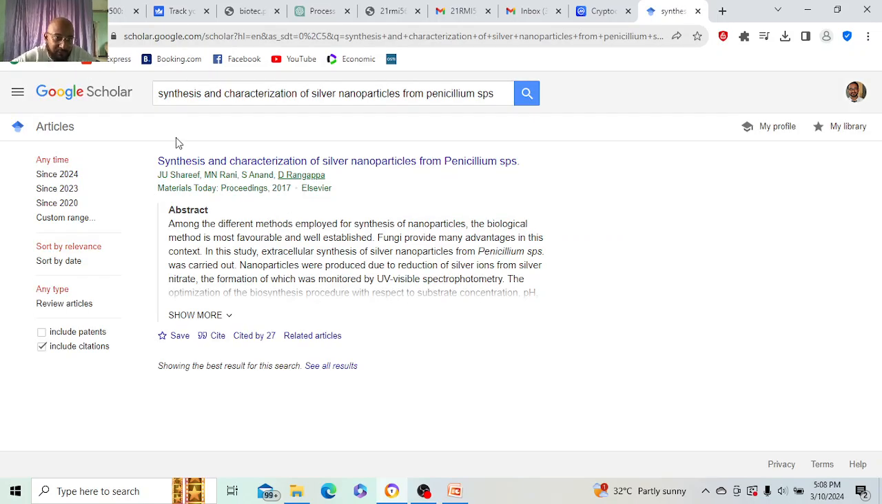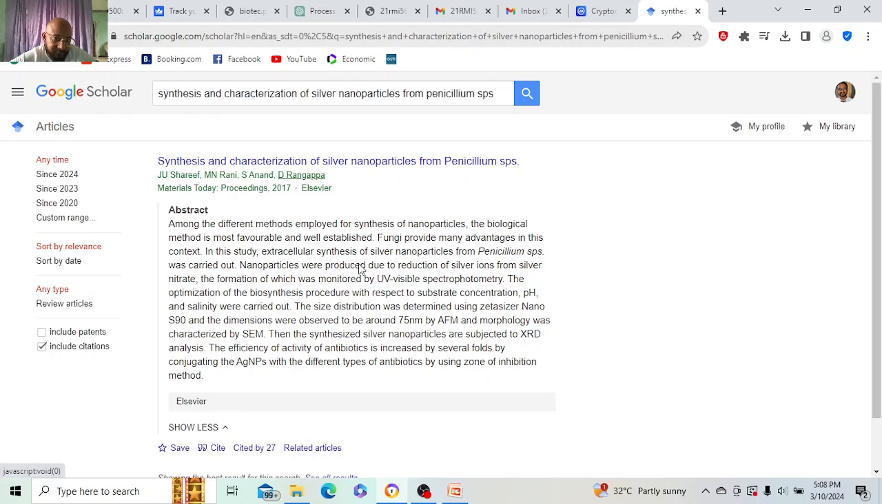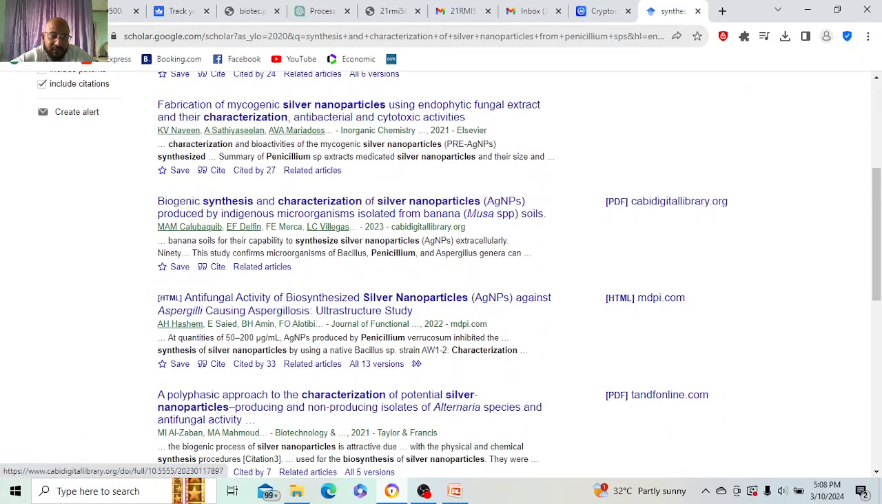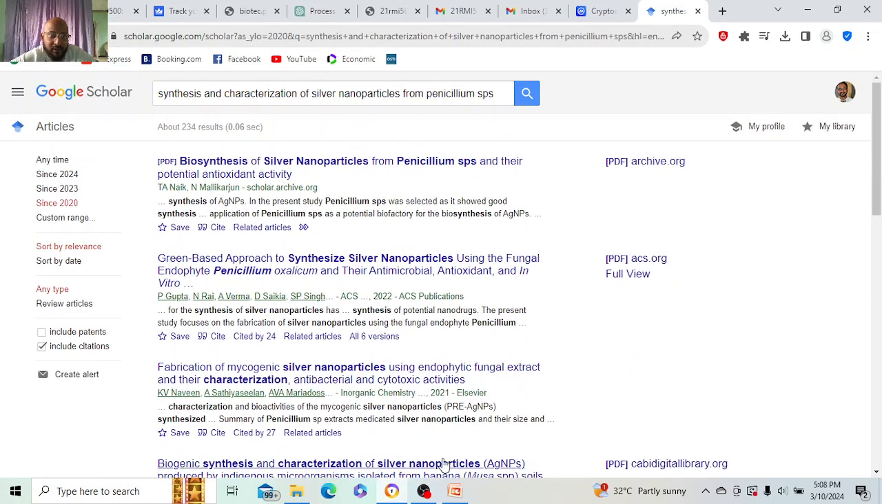When I search particularly for synthesis and calculation of silver nanoparticles from penicillium, it is highly specific, so I'm getting only one paper since 2020. Again, when I click this, I'll get a lot of papers. When I type that title, the exact match showed, but when I clicked since 2022, it is showing almost all the papers which have more of the keywords.